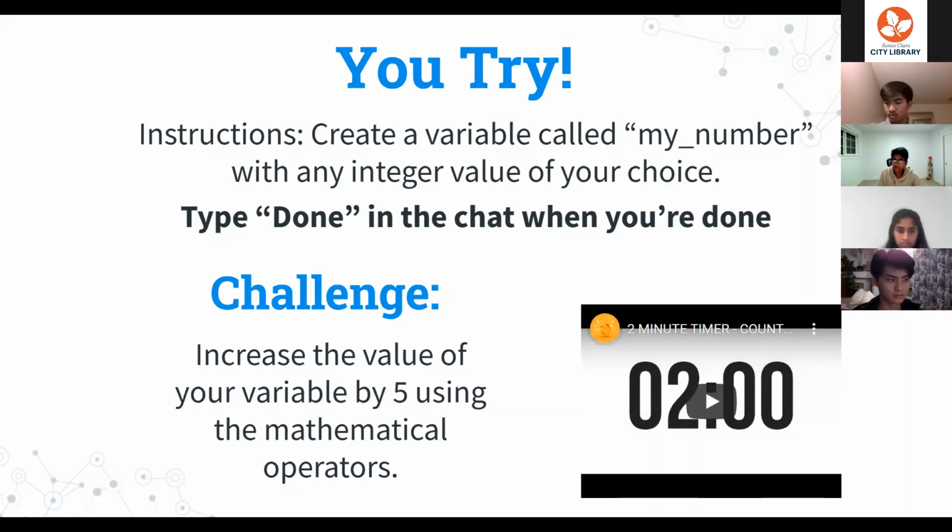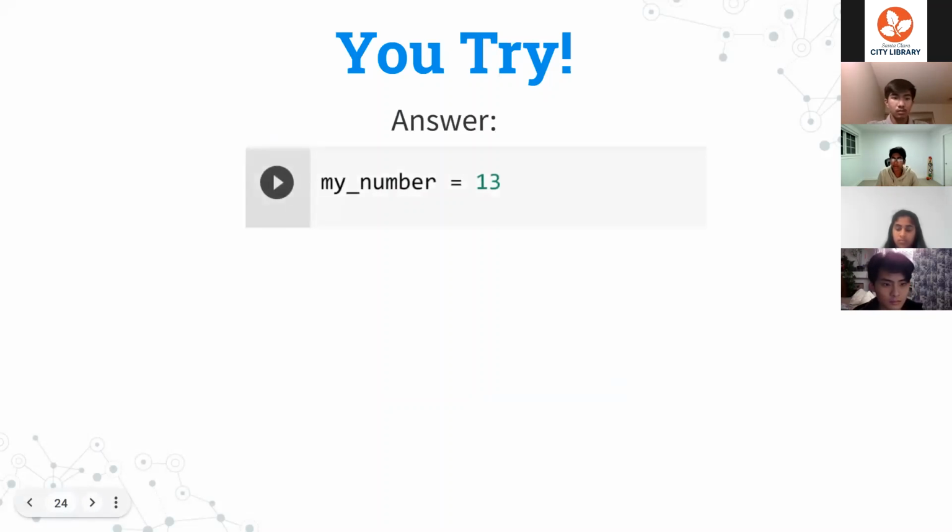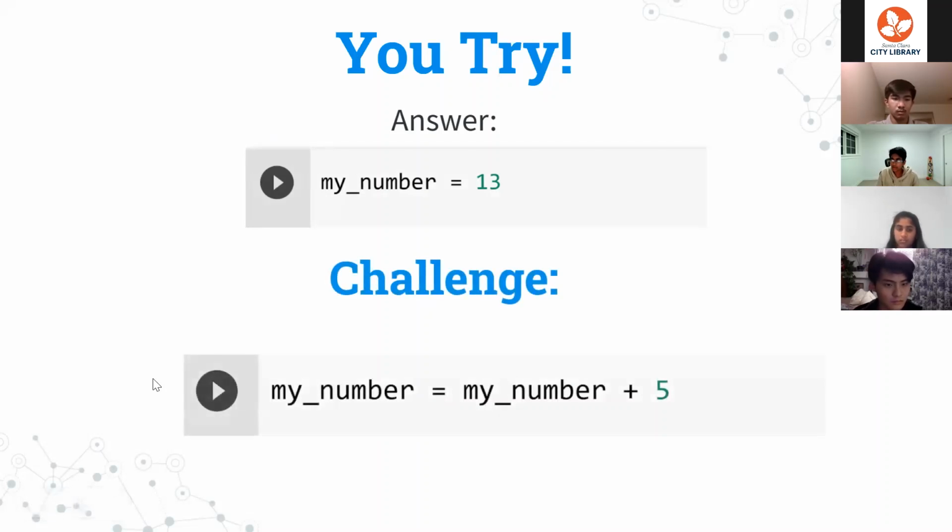Okay, we can move on to the answers. For the first question, your code should read my_number, space, equals, space, 13. And your challenge was to set your number and add 5 to it. So your code should have one equal sign because you're increasing the value.